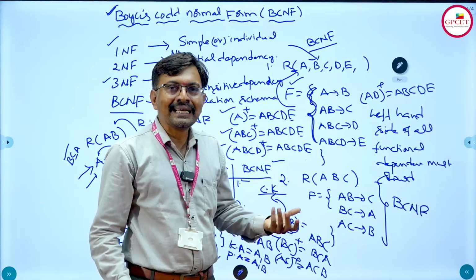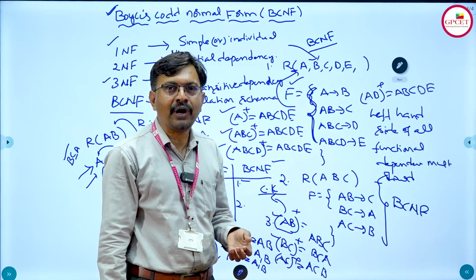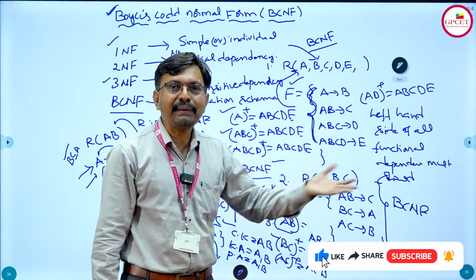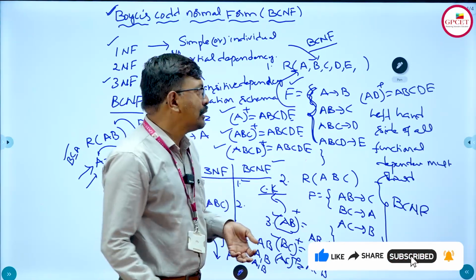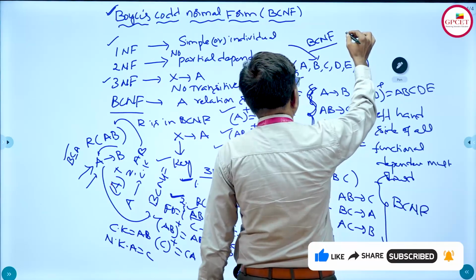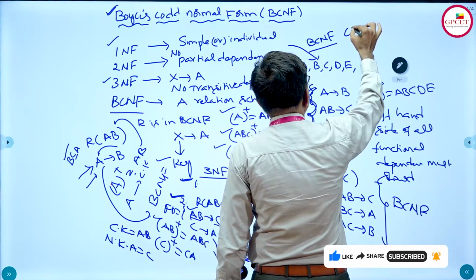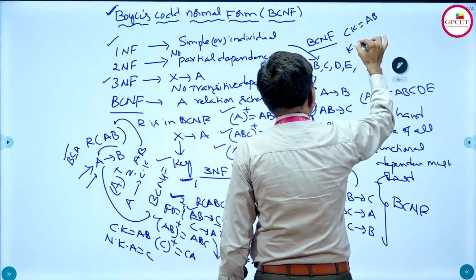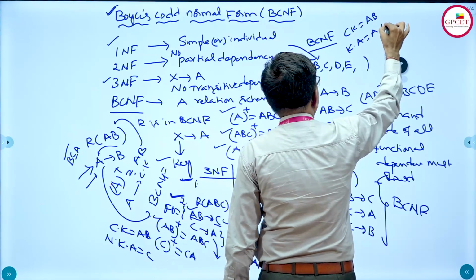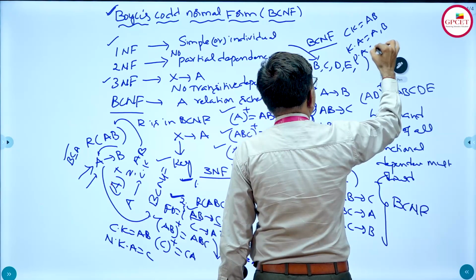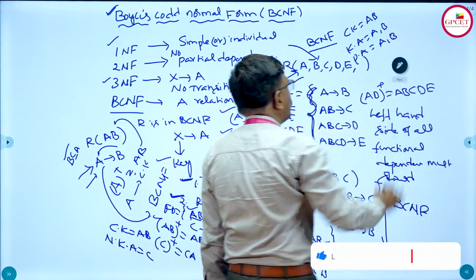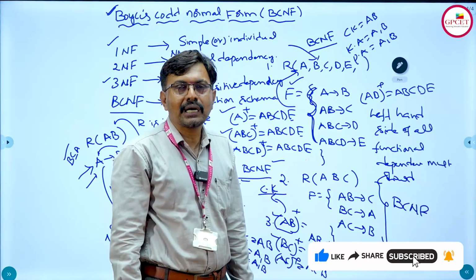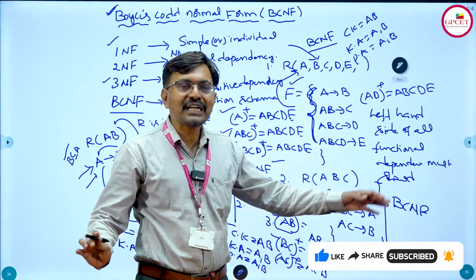Third normal form: a relation schema R is in the third normal form if, for every X tends to A that holds, either X is a key or A should be a prime attribute or key attribute. You need not bother about what is a prime attribute. Suppose the candidate key is AB. Key attributes are A, B. Prime attributes are A, B. Either X is a key or A should be a prime attribute. That is the third normal form definition. There is no transitive dependency.